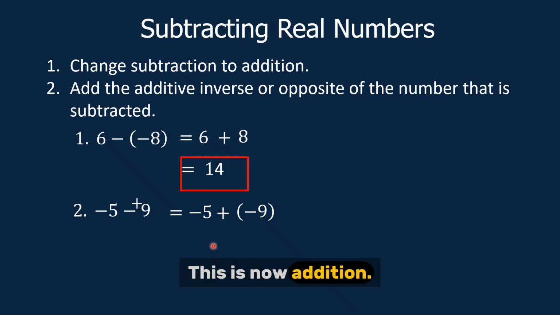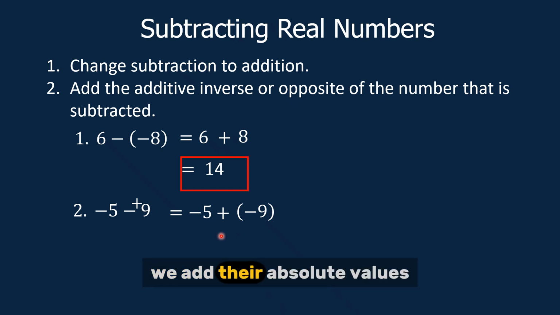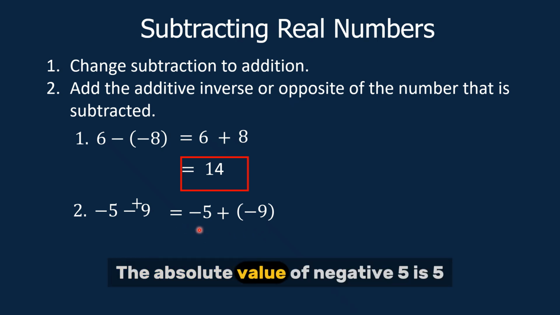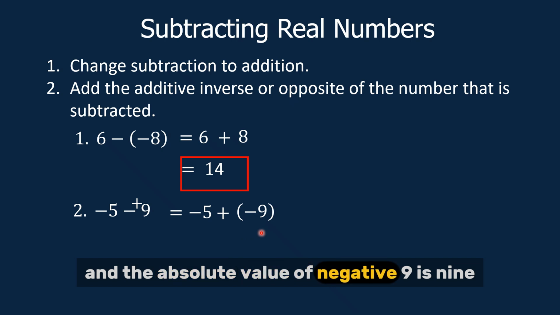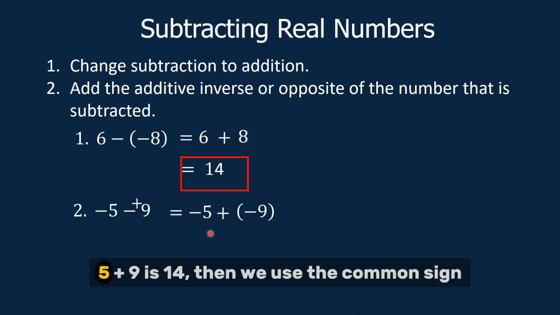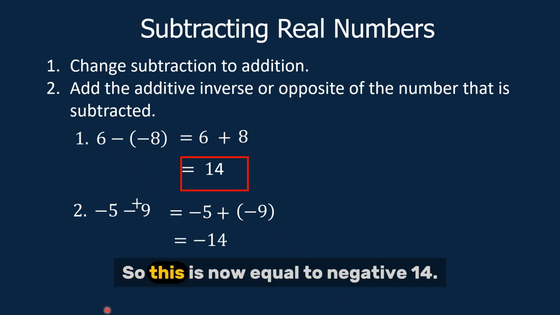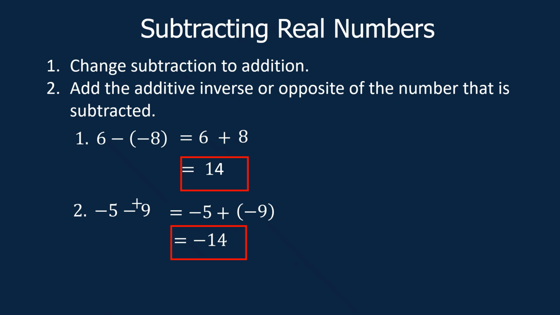This is now addition. If the numbers we are adding have the same signs, we add their absolute values and then we use the common sign. The absolute value of negative 5 is 5 and the absolute value of negative 9 is 9. 5 plus 9 is 14. Then we use the common sign which is the negative. So this is now equal to negative 14. The answer is negative 14.